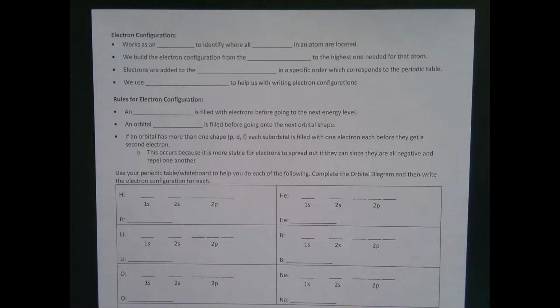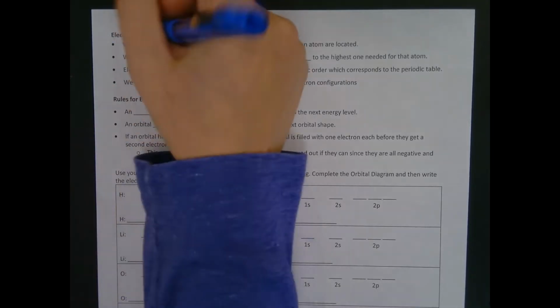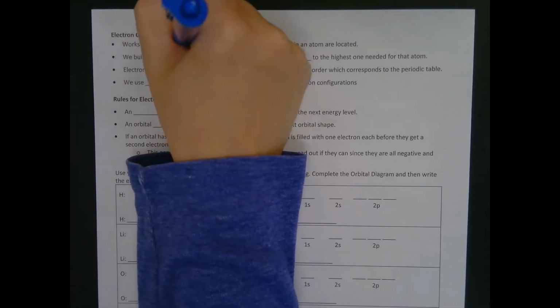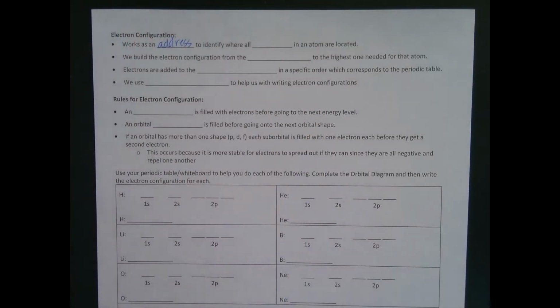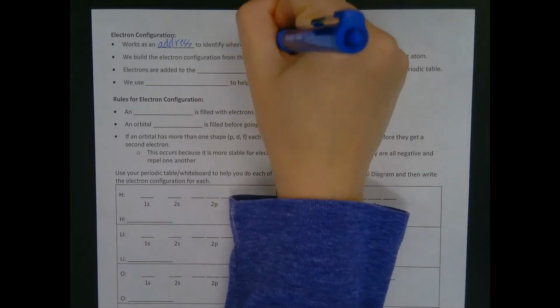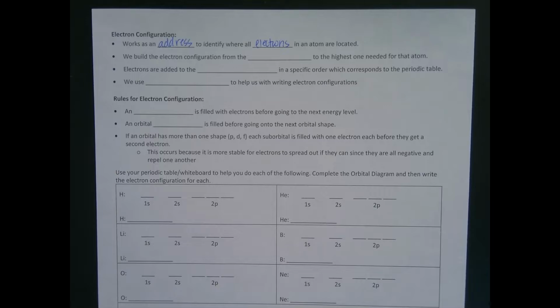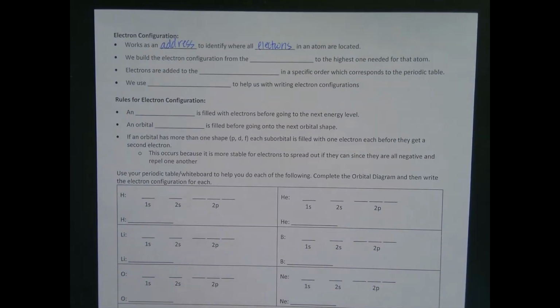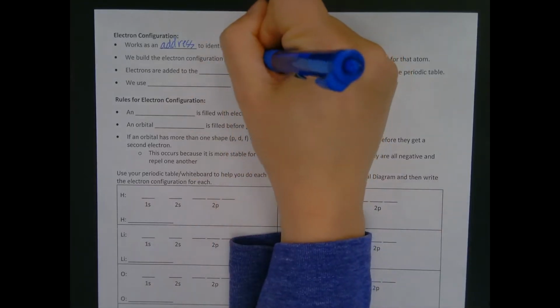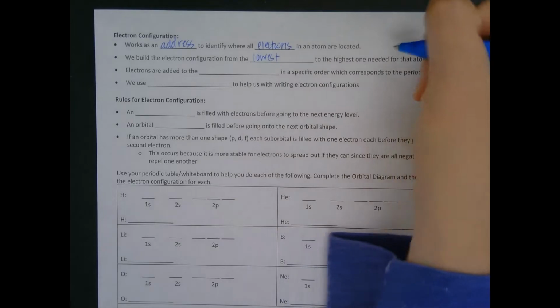So let's start off with this: electron configuration works as an address to identify where all electrons in an atom are located. We can think of it like an address. The same way that you have an address at your house or the school has an address, electrons have an address also. And we build the electron configuration from the lowest energy level to the highest energy level.